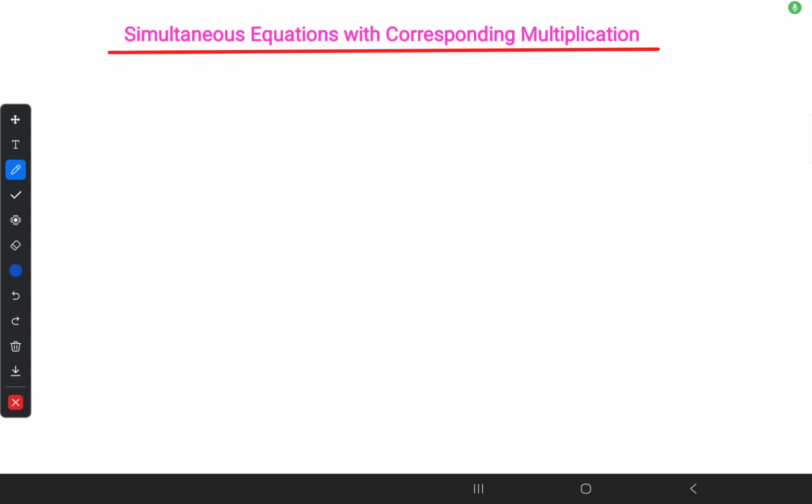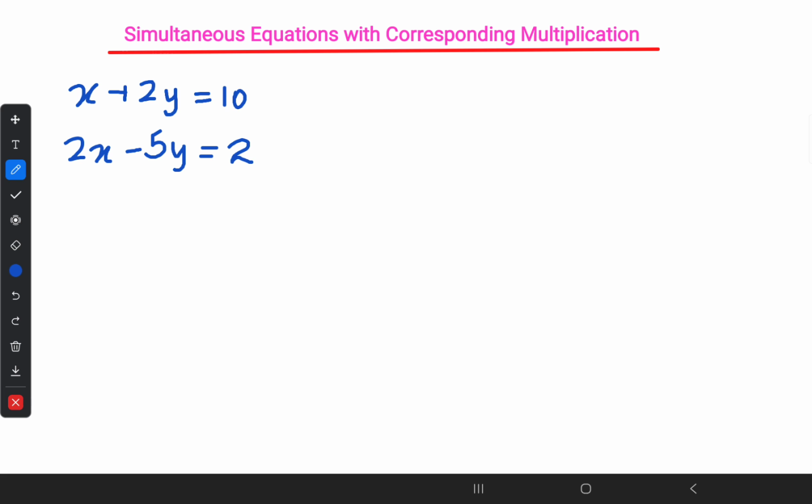Here also we are going to discuss another question of simultaneous equations with corresponding multiplication. I'll take this example: x plus 2y equals 10. Second equation: 2x minus 5y equals 2. These are our two equations to solve.